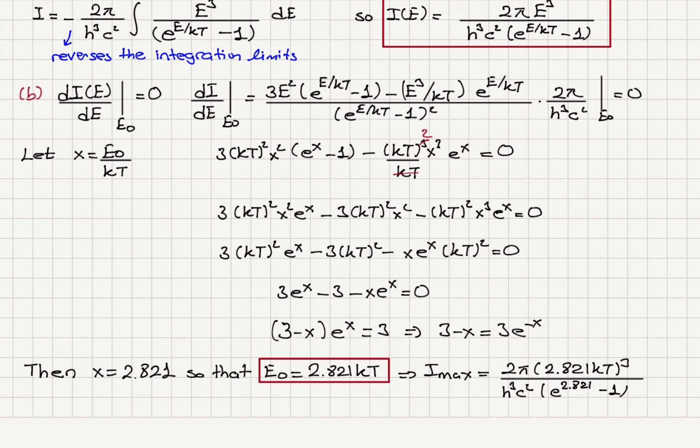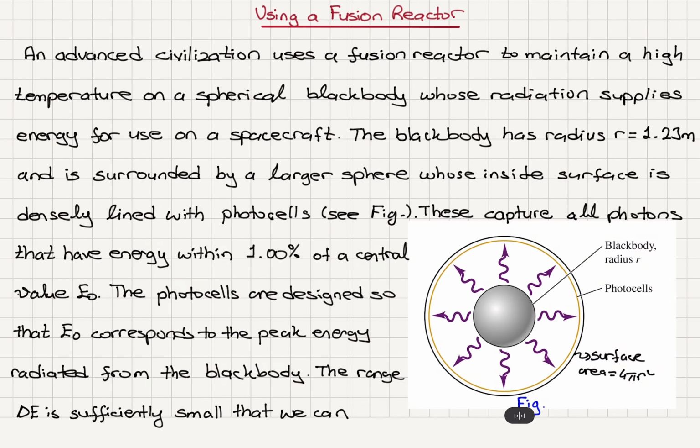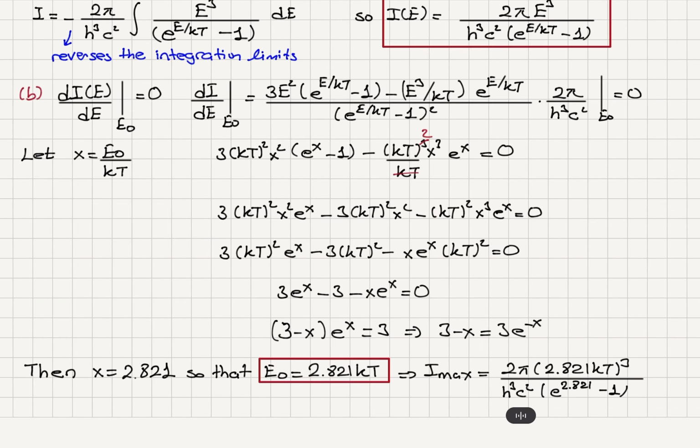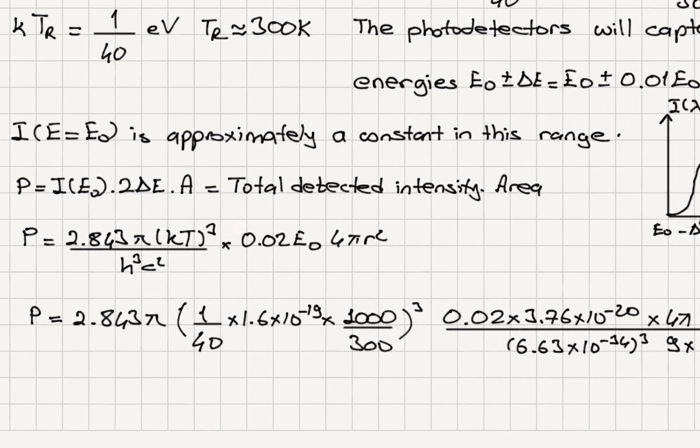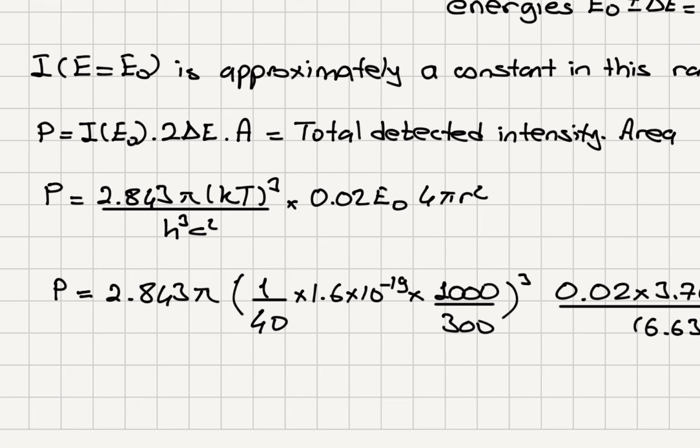So let's check these numbers here. The radius of the black body is 1.23 meters, and we have the maximum intensity given by this expression. Temperature is 1000 Kelvin, and we have already calculated E0 in joules. Okay, so if we perform this calculation, we find the total power to be 11.5 kilowatts.